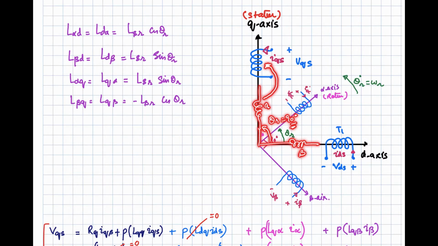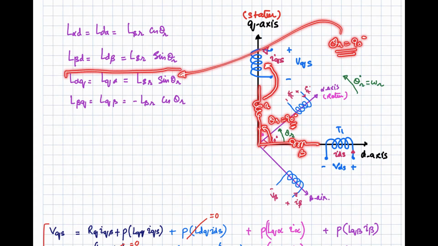So how to model between q and alpha? When theta r is 90 degrees, there should be the maximum flux linkage. For that we will be using the sine function. Sine 90 is maximum, 1. So L alpha q and L q alpha will be equal to LSR into sine of theta r, right?